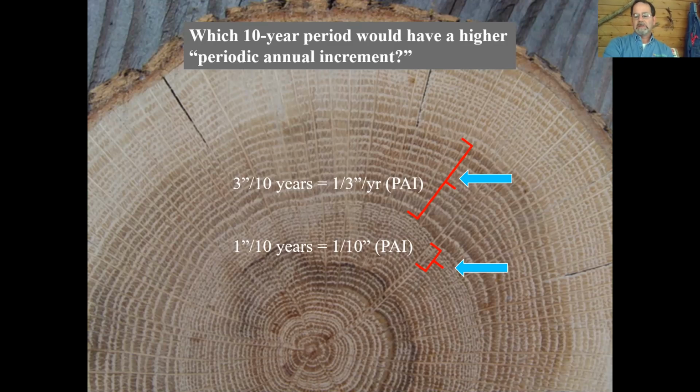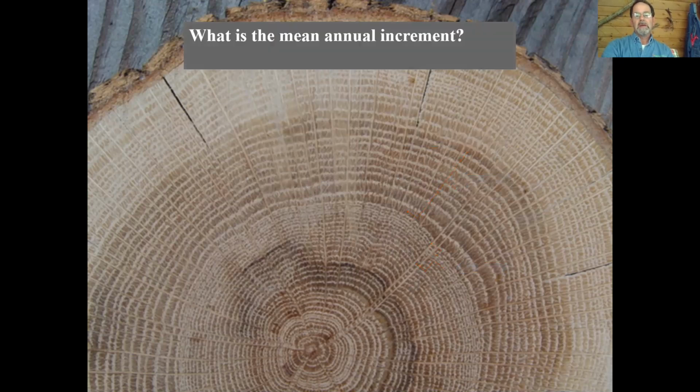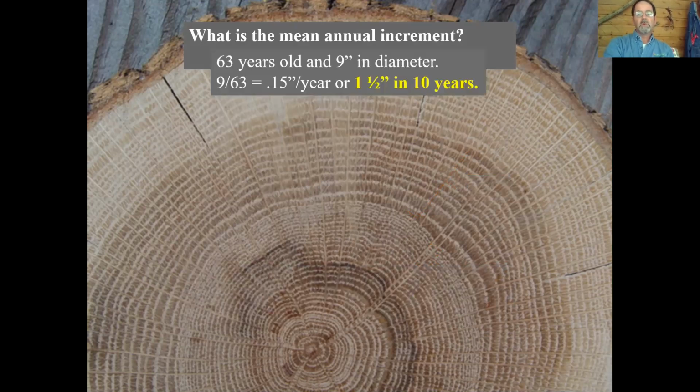Let's continue on with this then and look at the mean annual increment. Remember, the mean annual increment is how we average over the lifespan of the tree. So what we're looking at here is a tree that's 63 years old, and it's 9 inches in diameter. Wow. 63 years old and only, I should say, 9 inches in diameter. That's 0.15 inch per year would be our mean annual increment, which means that we're only growing about an average of 1.5 inches in diameter in 10 years. Surely we can do better than that, and we should do better than that.